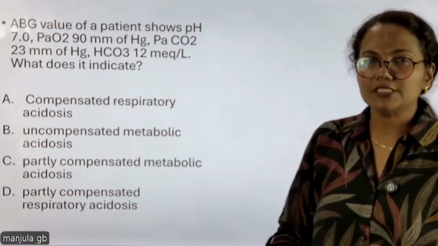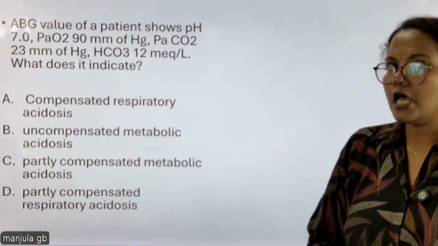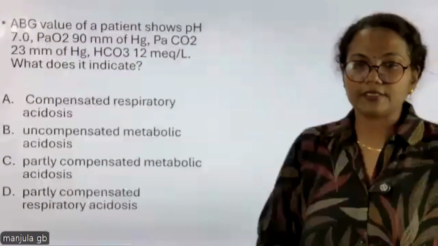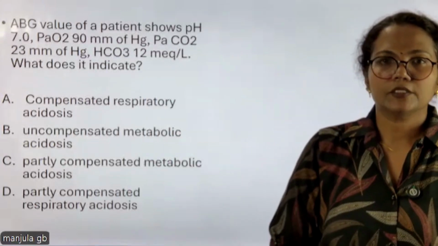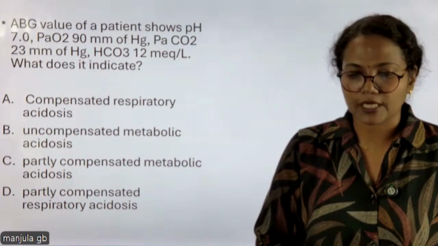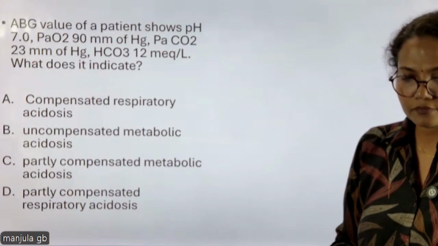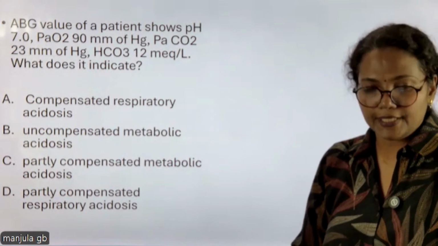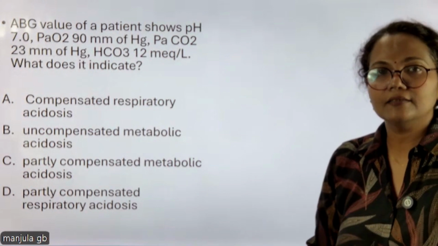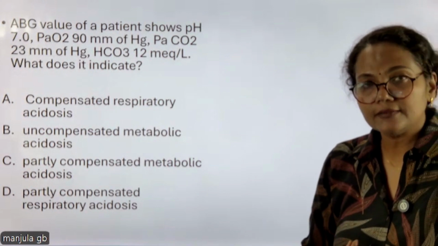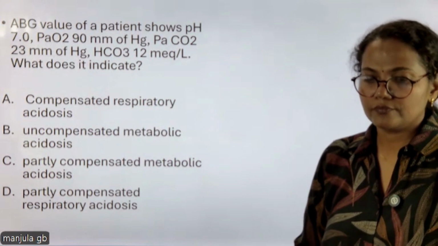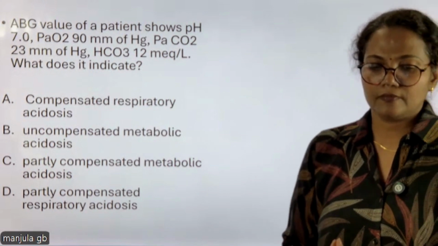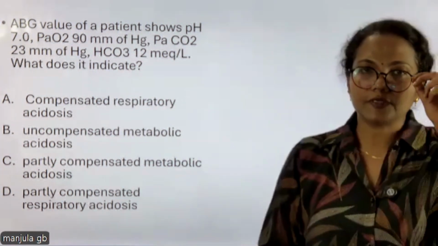Compensated respiratory acidosis, uncompensated metabolic acidosis, partly compensated metabolic acidosis, partly compensated respiratory acidosis. So now you have to tell me. You can put the answer in the chat box. What does it show? First, what you should do is look at the pH. Is it acidic, alkaline? It is acidic, right? pH of 7 is acidic.